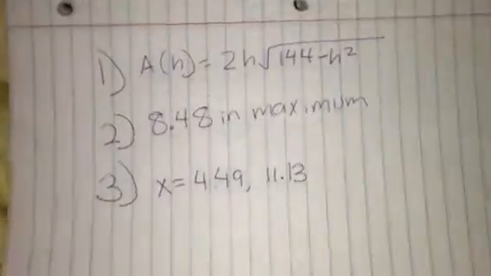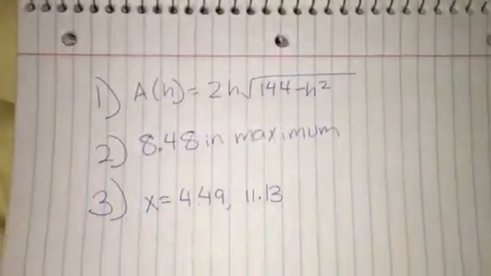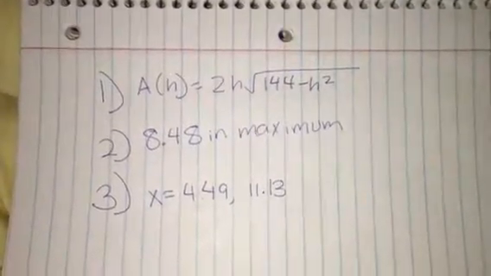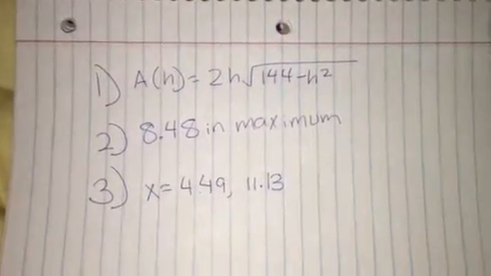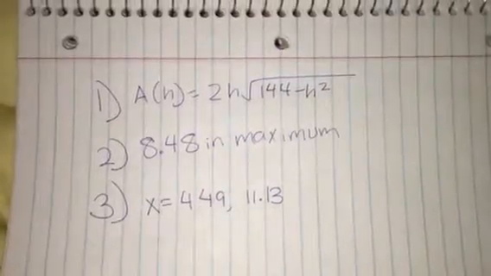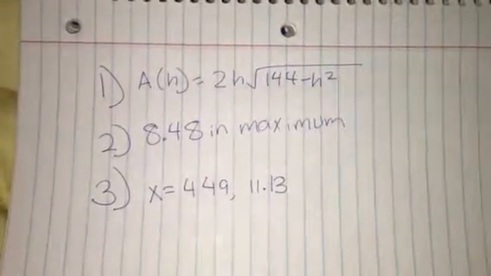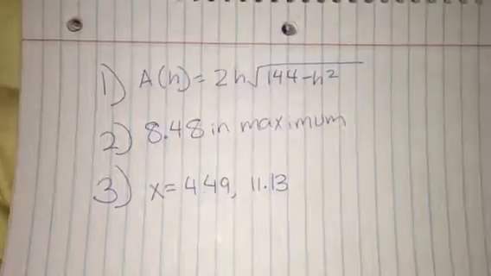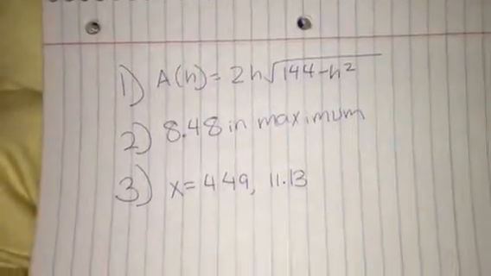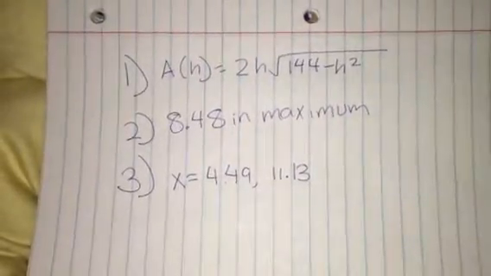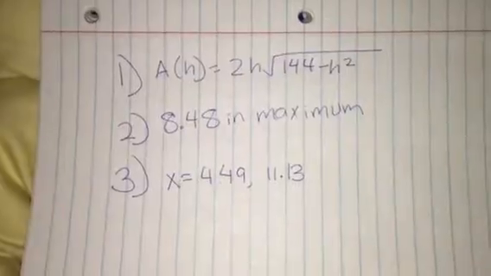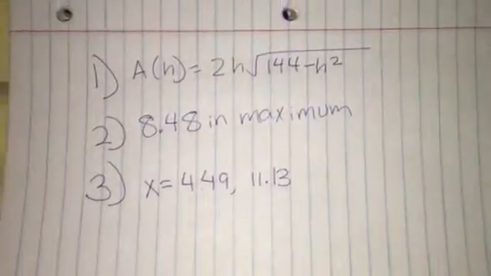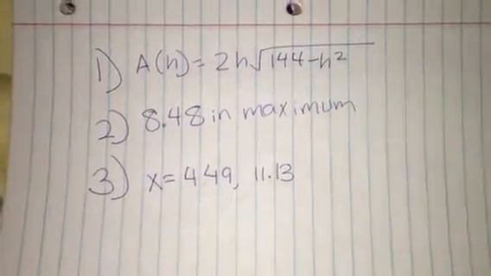So to quickly recap, your answer to number 1, a function of the area of the rectangle in terms of its height h, is that the area equals 2h square root of 144 minus h squared. And then 8.48 inches is going to be the height for the maximum area, where the area is going to equal 144.